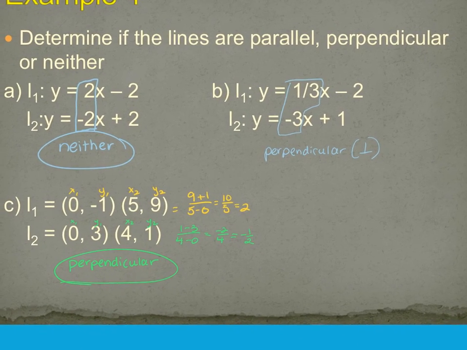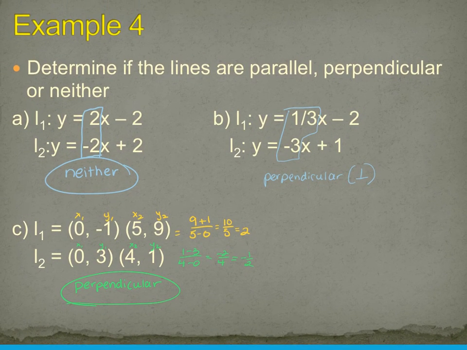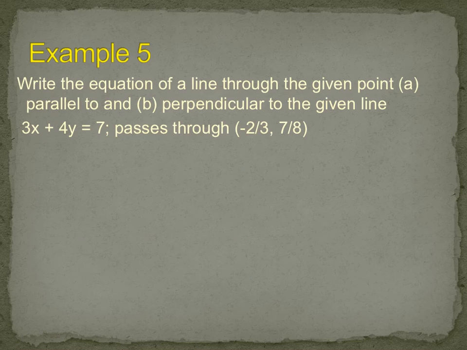Everybody still good? One last thing, which kind of puts the last two things together. So now we have to write the equation. Write the equation of a line through the given point that is A, parallel to, and B, perpendicular to the given line. That passes through -2/3 and 7/8.